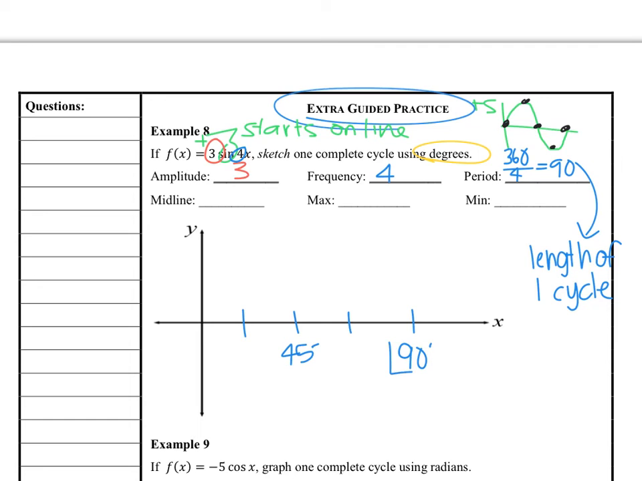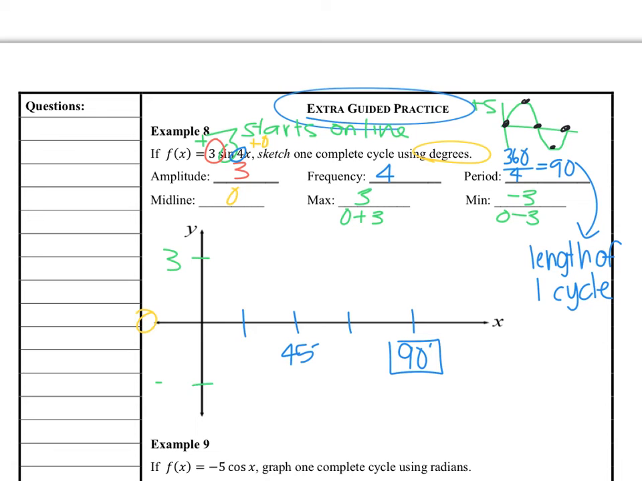Again, you have to have this value. If you have the halfway value, that's great. But if you get it wrong, you lose points. Okay. Midline is non-existent, so that's a 0. That works well with an x-axis, so you don't have to move it. And then maximum and minimum are very easy now. So we have 0 plus the amplitude, 0 minus the amplitude, so that gives us positive 3 and negative 3.